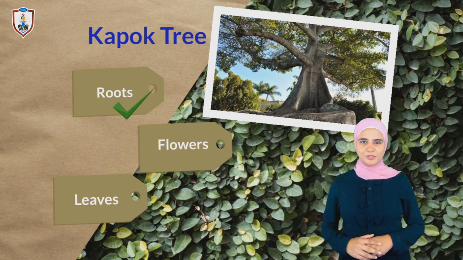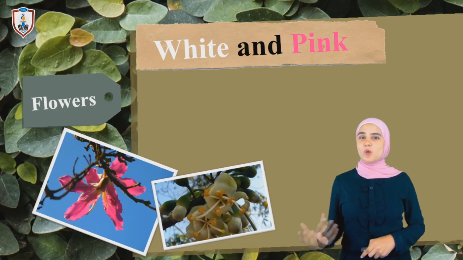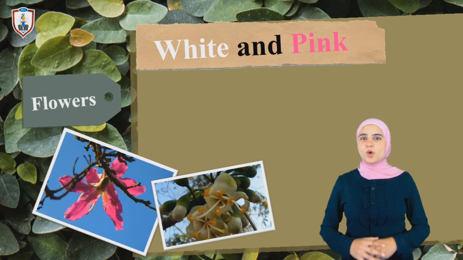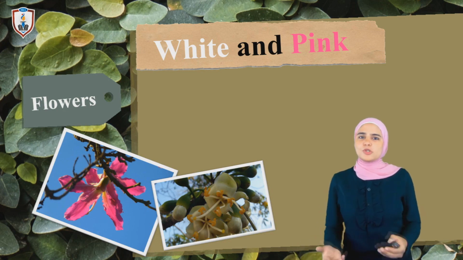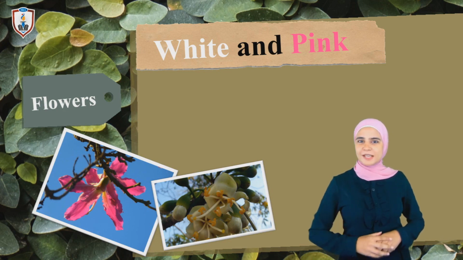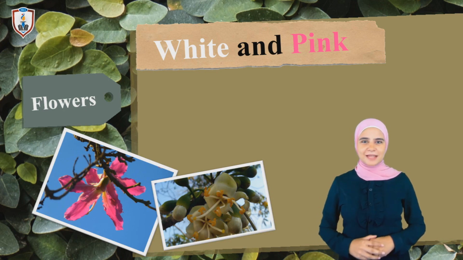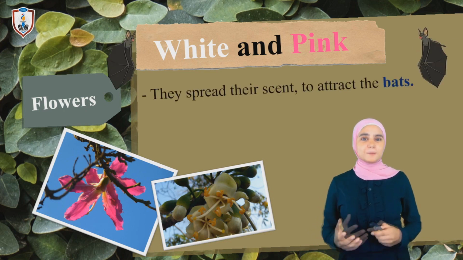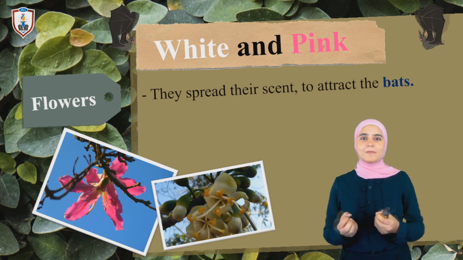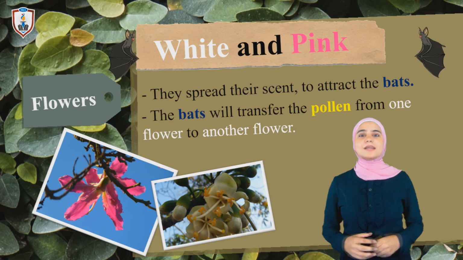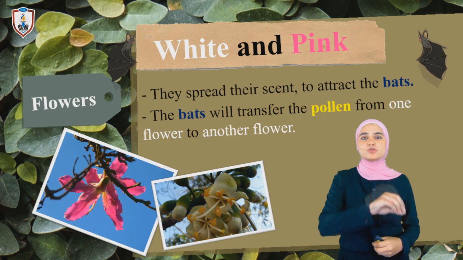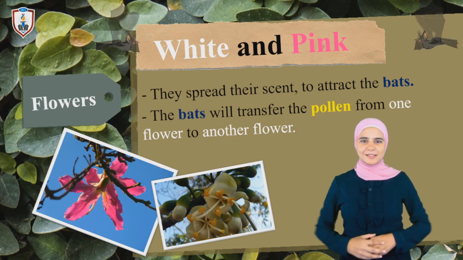What about its flowers? Let's see. It has white and pink flowers. These white and pink flowers need to produce new baby plants, so they need helpers. Do you know who the helpers are? That's right, the bats. These flowers will secrete their scent to attract the bats. The bats will fly and transfer the pollen, which is a yellow powder, from the father flower and give it to the mother flower to produce a new plant.